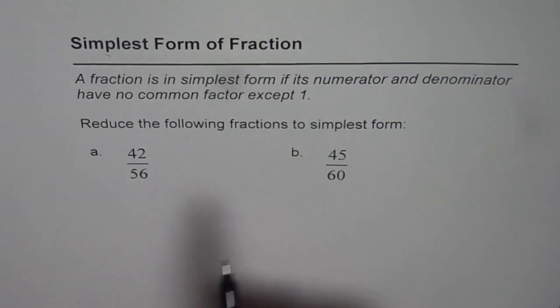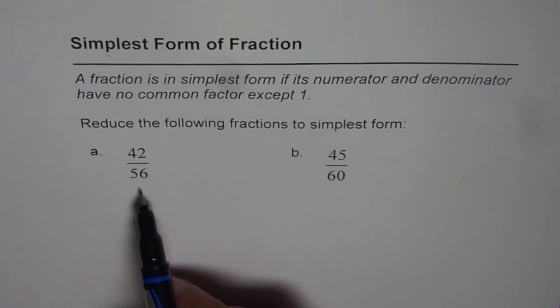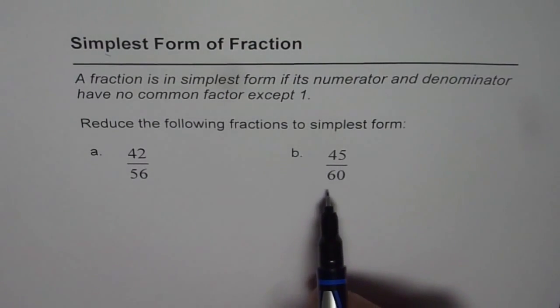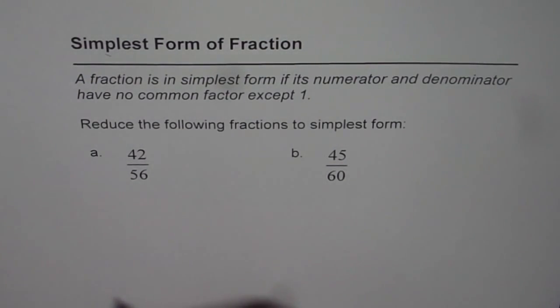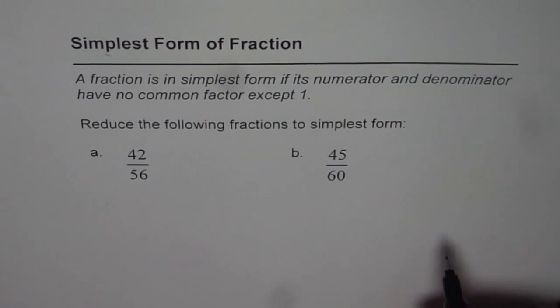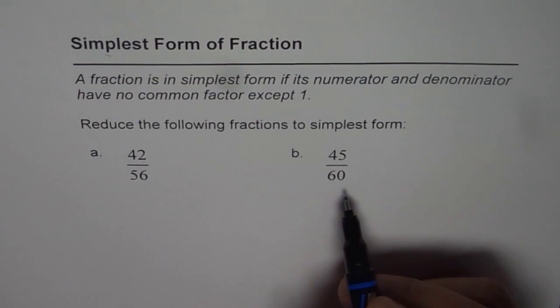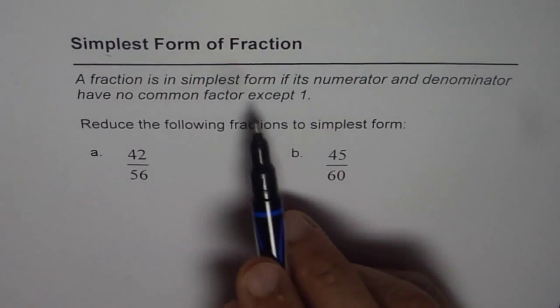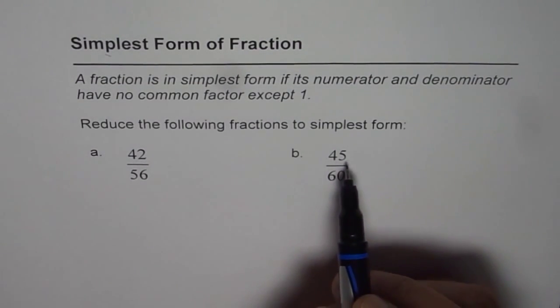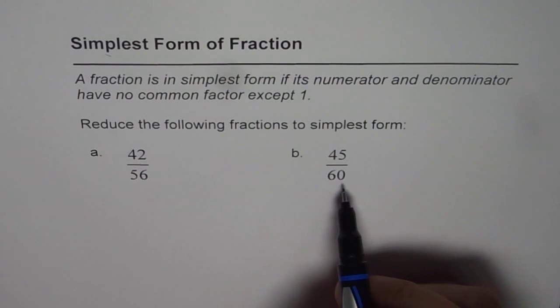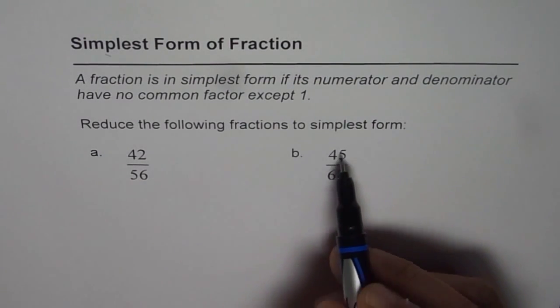We have two here. First one is 42 over 56. The second one is 45 over 60. So I'll do 45 over 60, and 42 over 56 is for you to practice. Now let us follow a process so that we can write this fraction in its lowest term or simplest form. As given in the definition, the fraction will be in lowest terms or simplest form if they have no other common factors except 1.